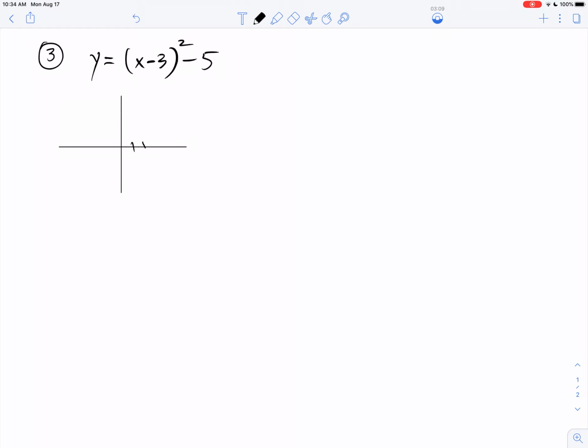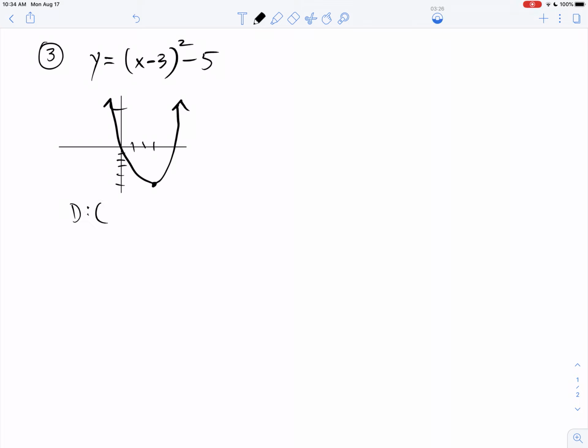So I'm going to go 1, 2, 3 to the right, 1, 2, 3, 4, 5 down. And there's my vertex. Since it is parabolic, we can call it a vertex. But it opens upward. Hey, it's not the most precise, wonderful graph, but it gets the job done.